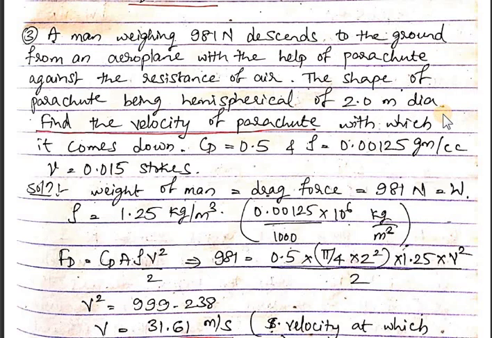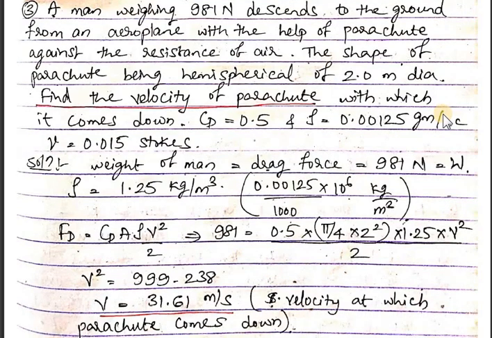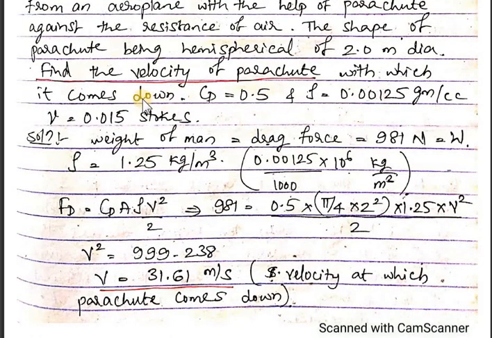Why are they telling hemispherical? Because we need to consider the area on the basis of the standard geometry. So for that he is telling hemispherical, that parachute 2 meters in diameter. Here we need to find the velocity of the parachute with which it comes down, and for that the CD value is 0.5, which is nothing but the coefficient of drag.